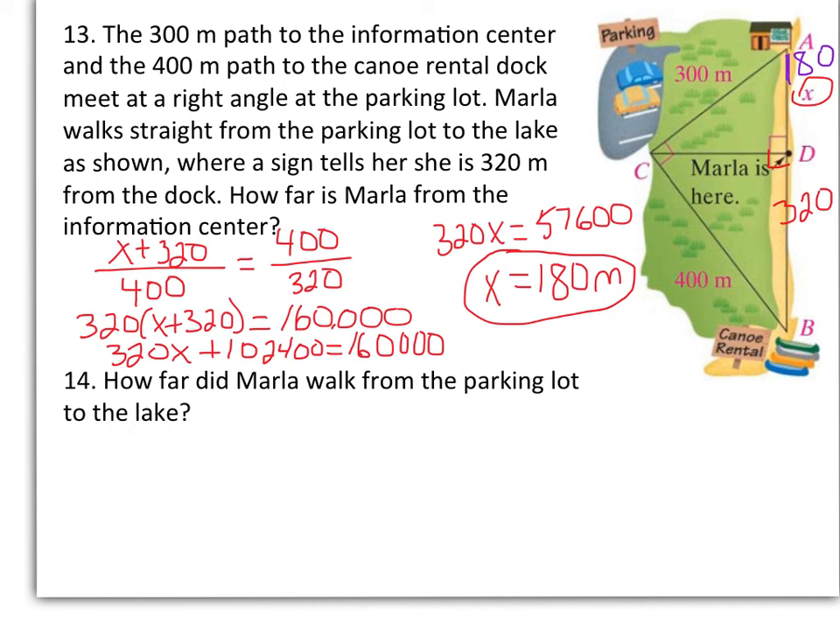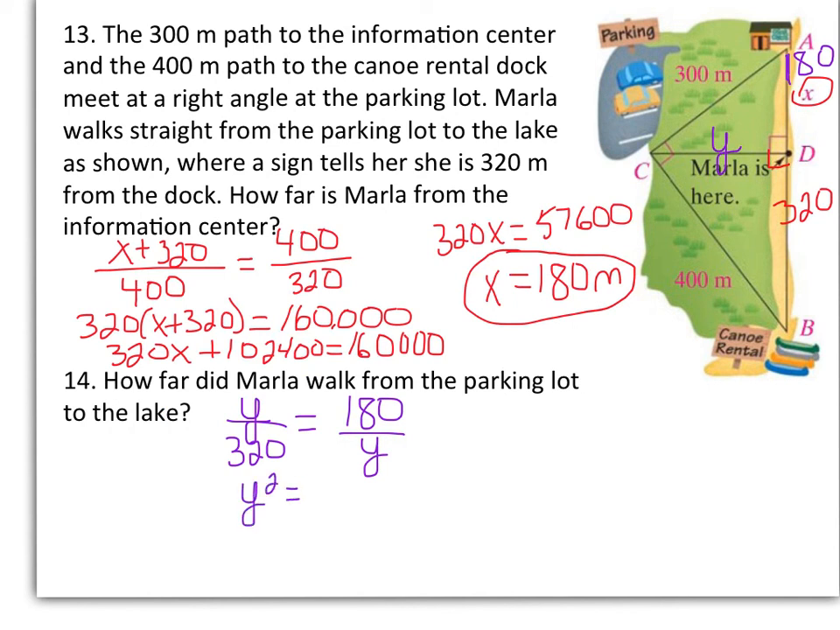14, we're asked how far did Marla walk from the parking lot to the lake. So that would be our altitude. So I'm solving for y now. Now y is part of our medium triangle and our small triangle. In my medium triangle, it's the shorter side. So if I have short side over long side, then I can have short side, which we just solved for was 180, over long side. And take the cross product.